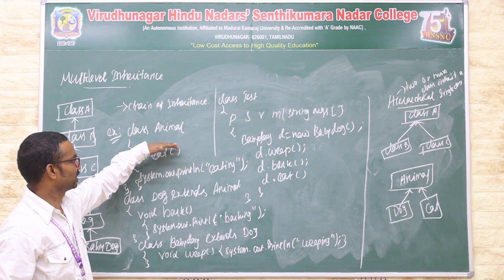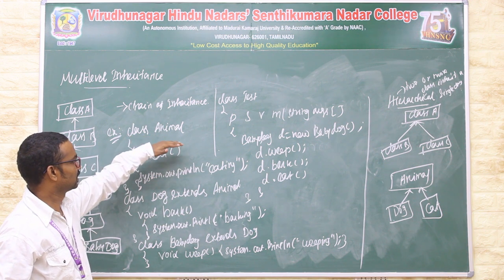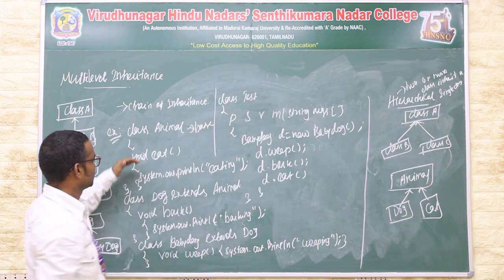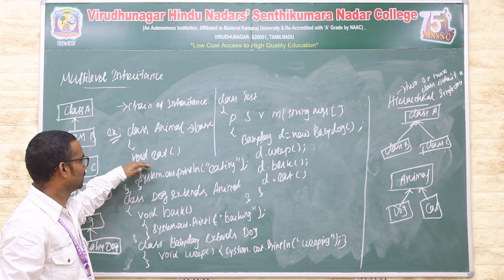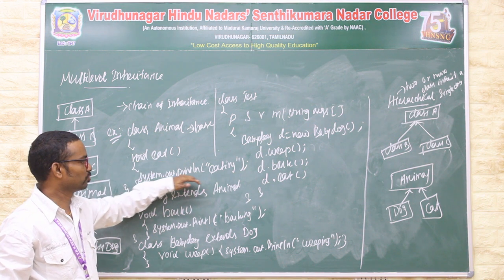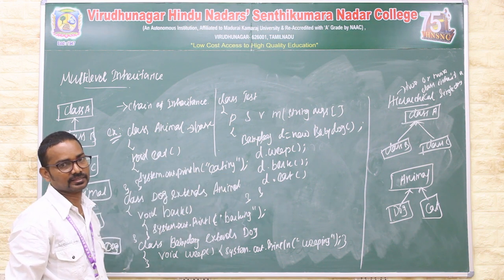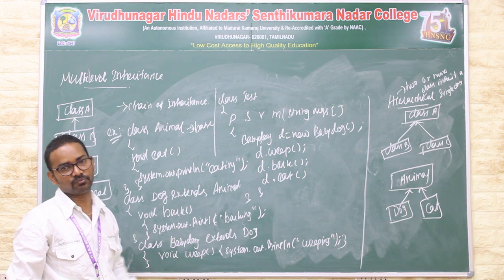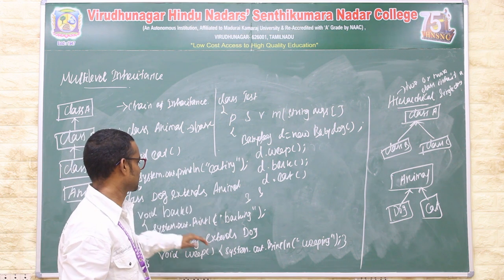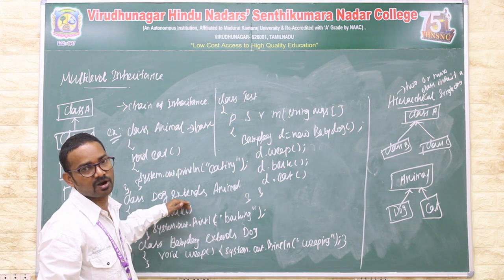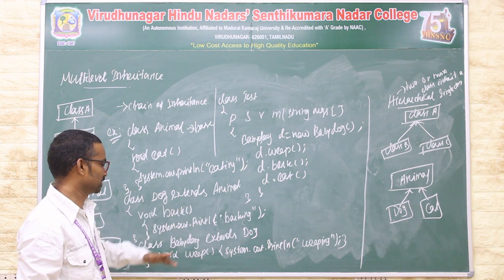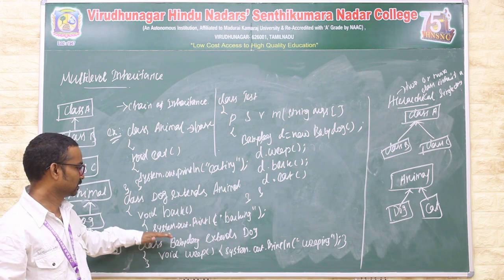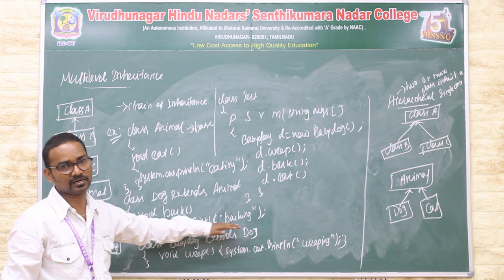Now let me explain multi-level inheritance. The class Animal is also called the base class. It has one method, void eat. System.out.println just displays a message for the eat method. Another class, the Dog class, extends the Animal class. The Dog class inherits the properties of the Animal class. The Dog class has a method, void bark, which displays a message, barking.